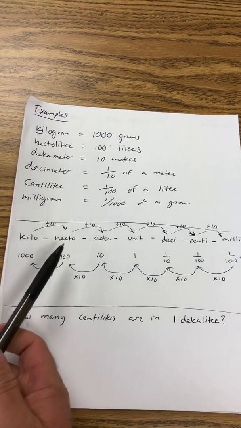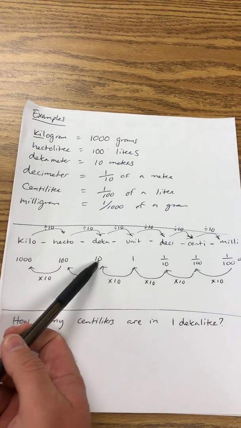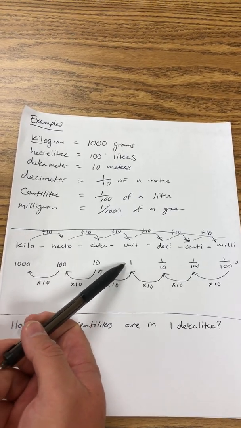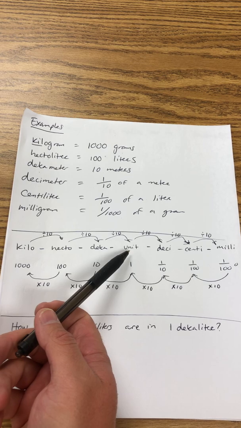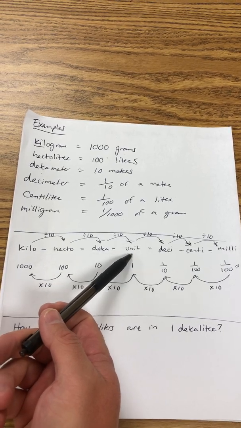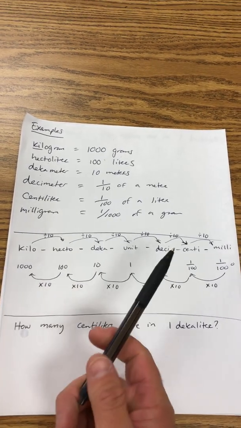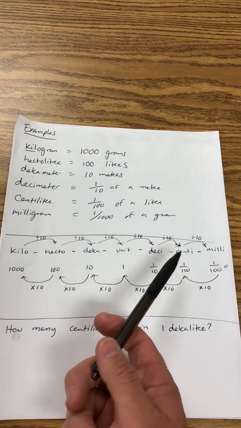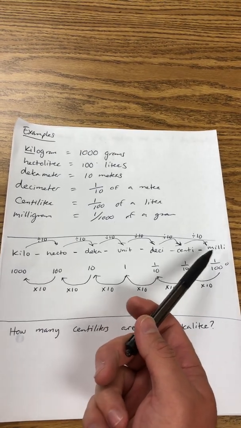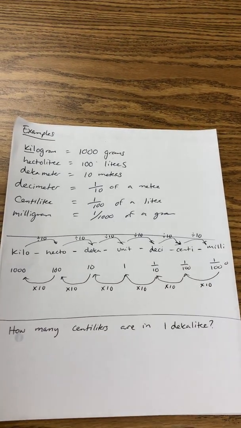Kilo's 1,000, hecto's 100, deca's 10, and our unit is 1, which could be anything. It could be gram, could be liter, could be meter, whatever it is, we plug it in there. And then deci is 1/10, centi is 100th, milli is 1,000th, okay?